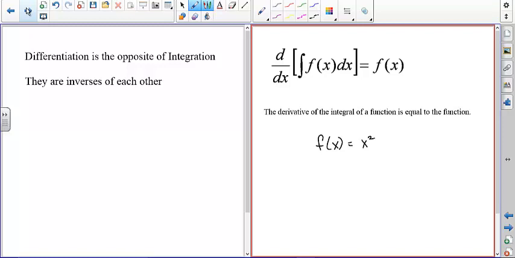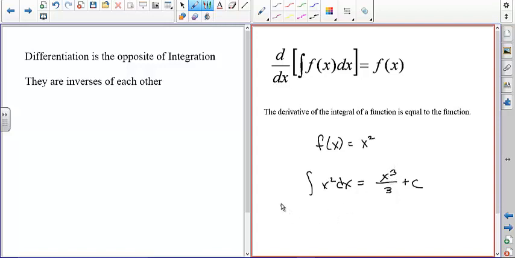So let's just demonstrate that. If we start with f of x and we do the integration of it, the first step would be to do the integral of x squared dx. That's equal to x cubed over 3 plus c. The formula that we talked about the other day is you add 1 to the exponent and you divide by the new exponent. That's the power rule for integration.